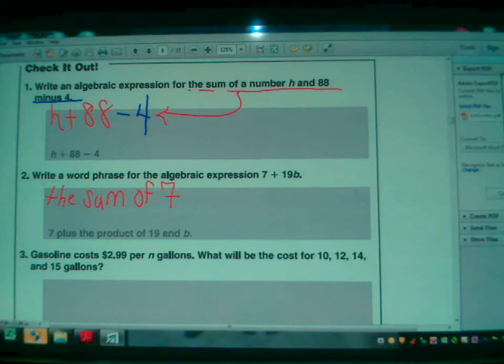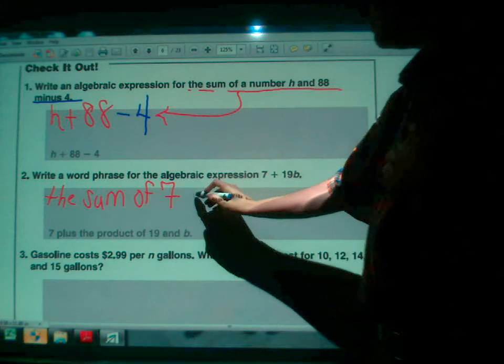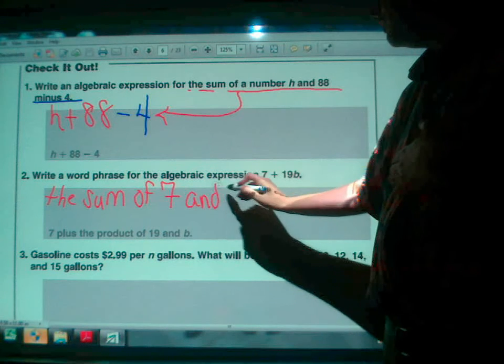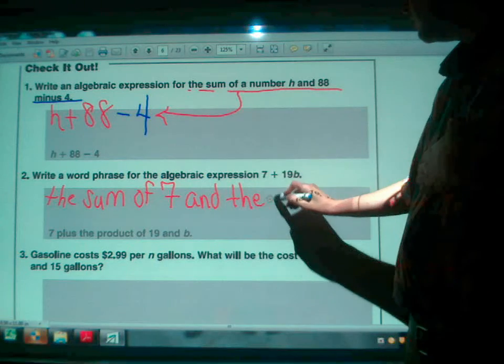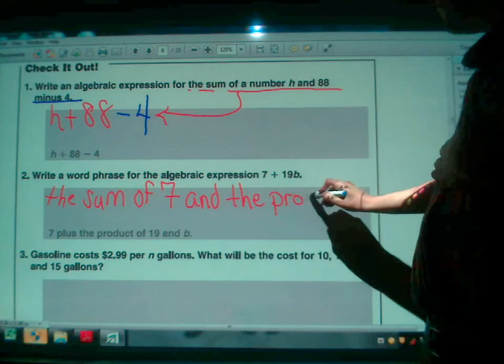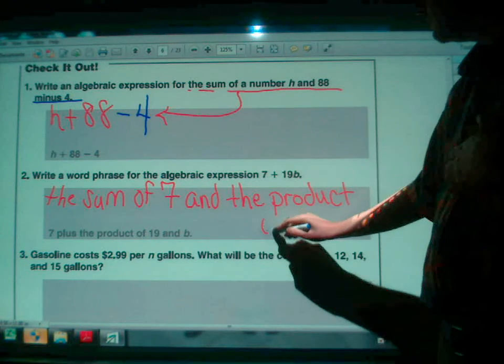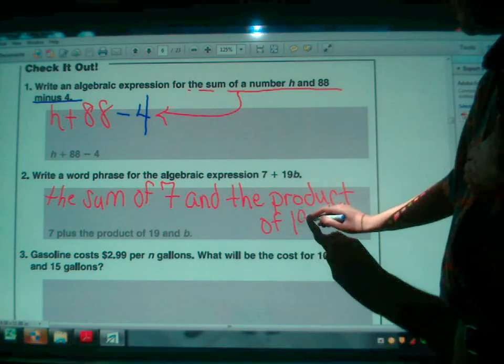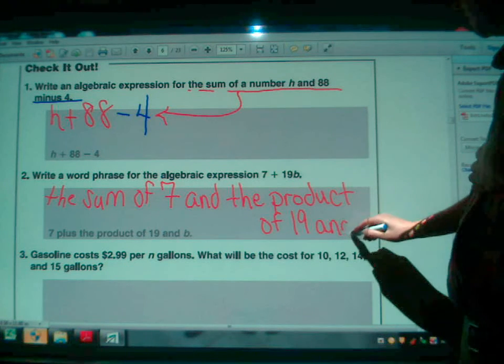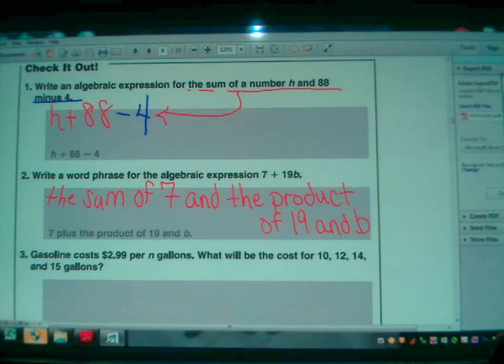It's a product. Product is one of the ways that implies multiplication. So it's the sum of 7 and the product, which again implies multiplication, the product of 19 and b. And again, there's other ways that we can write that, other than the two expressions that are already written on the screen.